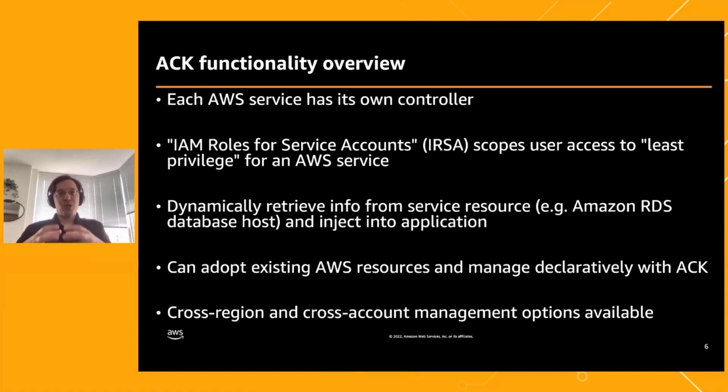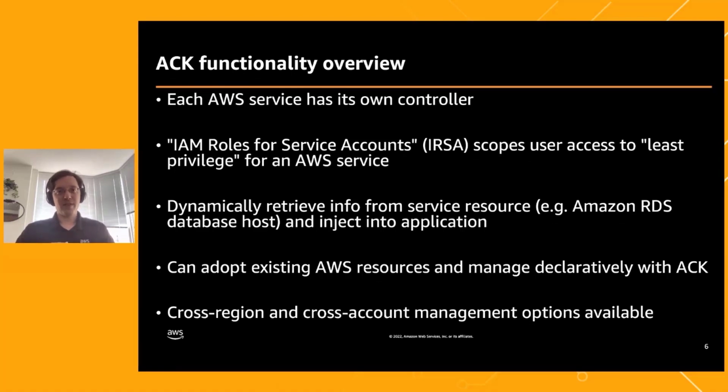You can also dynamically retrieve info from a service resource, such as an Amazon RDS database host, and inject it into an application. This is through using something called a field export. For example, when I provision an Amazon RDS database, I don't know my host immediately upon provisioning. This occurs as part of Amazon RDS's provisioning process.